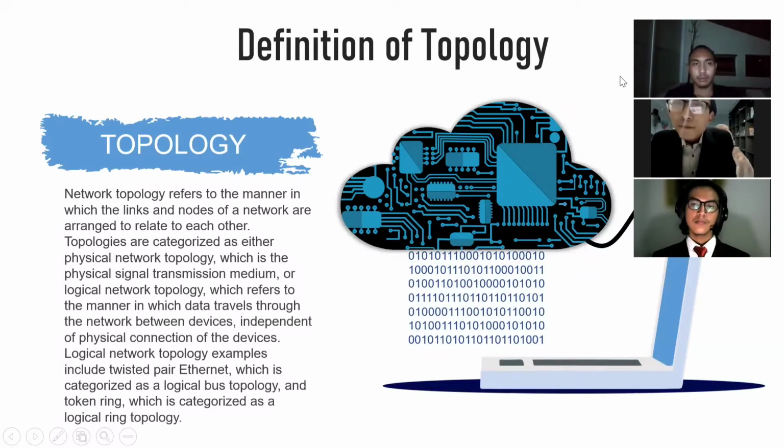Definition of topology. Network topology refers to the manner in which the links and nodes of a network are arranged to relate to each other. Topologies are categorized as either physical network topology, which is the physical signal transmission medium, or logical network topology, which refers to the manner in which data travels through the network between devices, independent of the physical connection of the devices. Logical network topology examples include twisted pair Ethernet, which is categorized as a logical bus topology, and token ring, which is categorized as a logical ring topology.